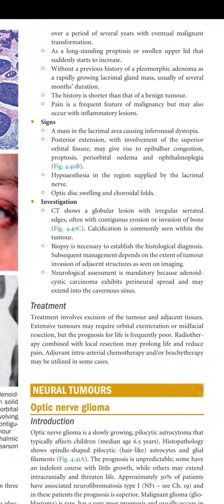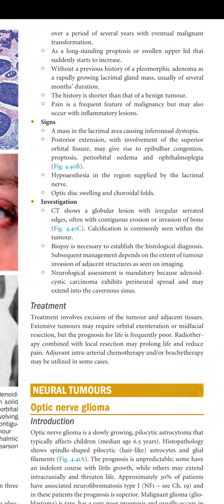CT scan shows a globular lesion with irregular serrated edges, often with contiguous erosion or invasion of the bone. So there will be irregular edges of the tumor, and there will be bony erosion as well. Calcification is commonly seen within the tumor. Biopsy is necessary to establish the histological diagnosis. Subsequent management depends on the extent of tumor invasion of adjacent structures as seen on imaging. Neurological assessment is mandatory because adenoid cystic carcinoma exhibits perineural spread and may extend into the cavernous sinus, so it can have intracranial extension as well.